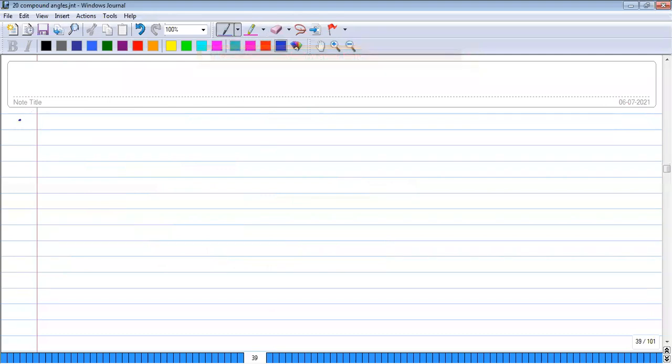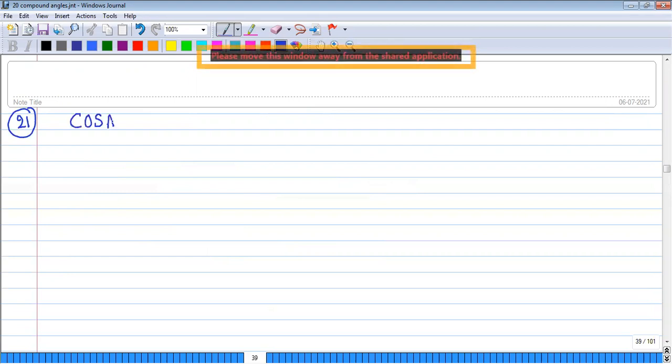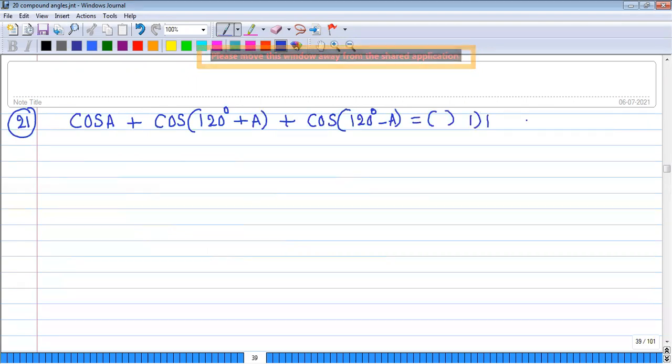21st question: cos A plus cos 120 degrees plus A plus cos 120 degrees minus A equals to. Let me write the options first of all. Third option is 0, sir. Fourth option 2.